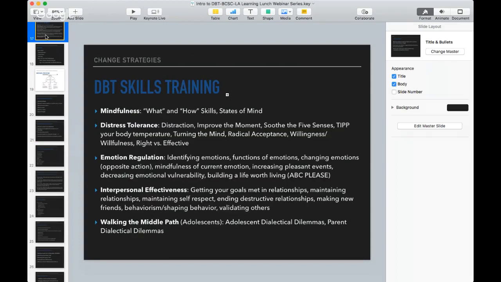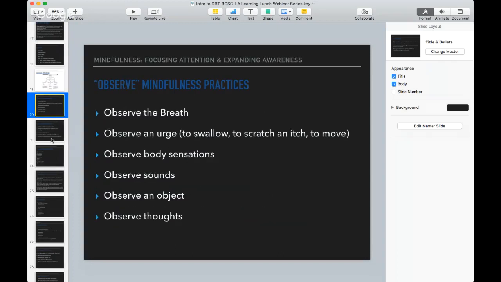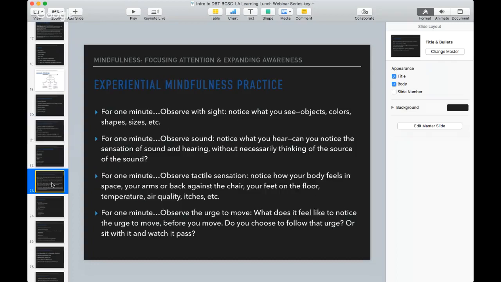So I thought it would be fun to do a little experiential mindfulness practice. I'm going to pick one of these since we're all in different areas. It's hard to participate as a group, but why don't we do for 1 minute, let's do the last one on this one, which is for 1 minute, observing the urge to move.